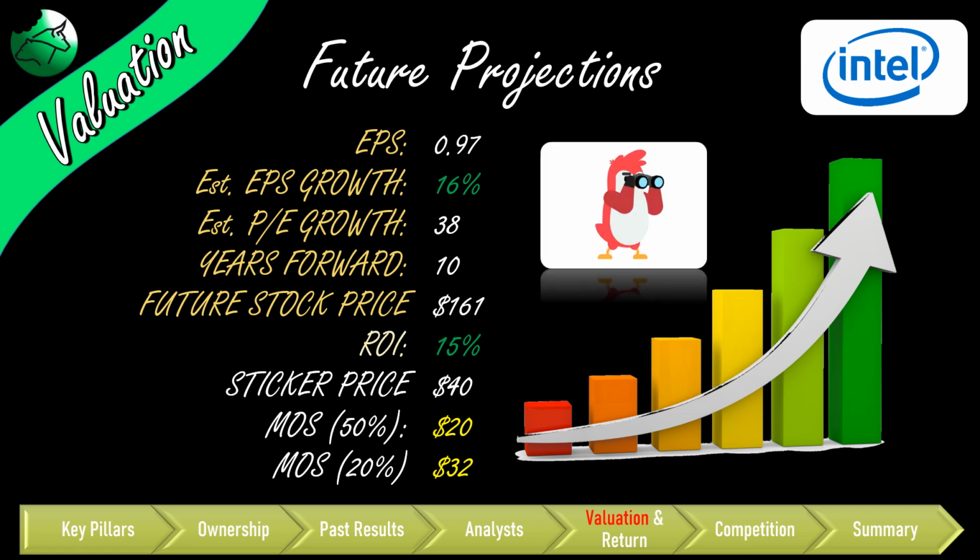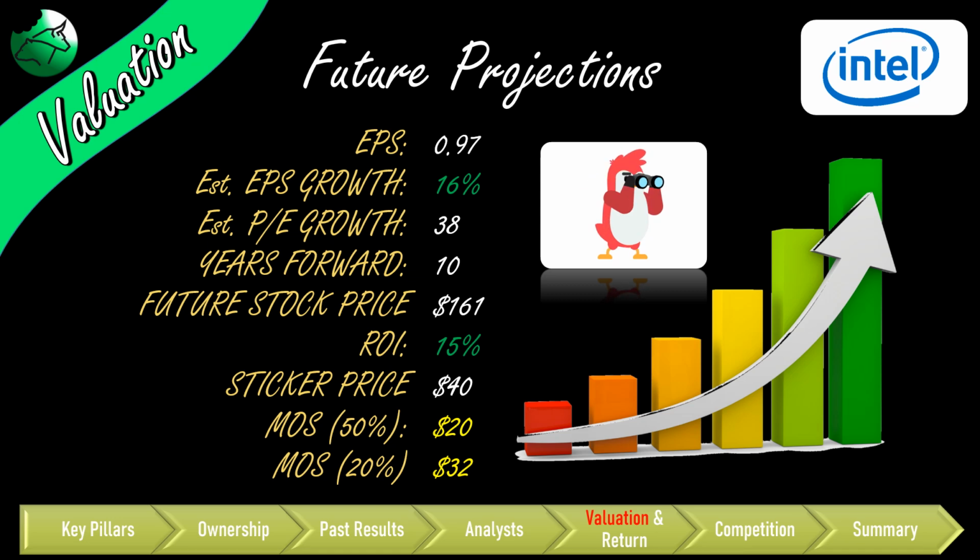Then we need to include our 15% return. Then we work out the current value, which Phil Town calls a sticker price, which is $40. Then we apply a margin of safety, and at 50% it gives me a buy price of $20, or at 20% it gives me a buy price of $32.